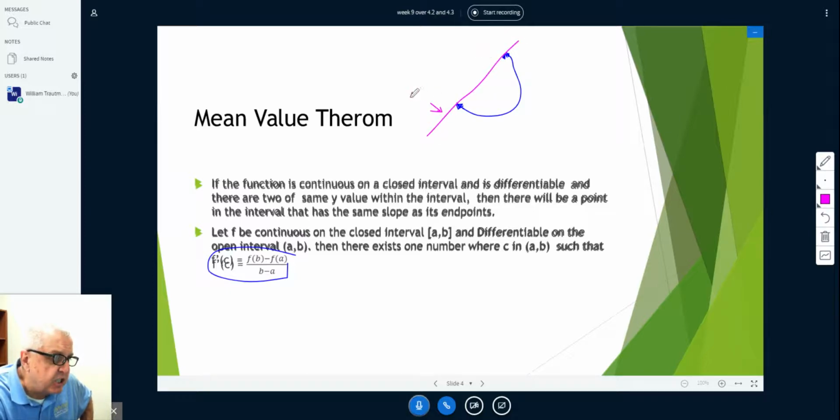If I draw a line between those endpoints and find the slope of this line, wouldn't you agree, if I have 2 points, in algebra we were able to find the slope of that line.